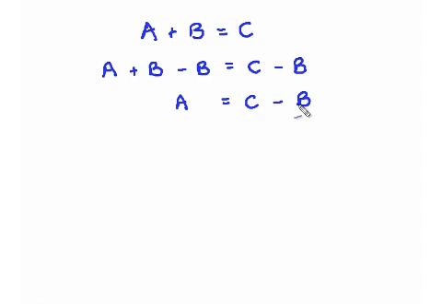Note we have to use minus b on both sides of the equation. Remember the saying, what we do to one side of the equation we must do to the other side of the equation. So we've transposed the formula to find an expression for a.